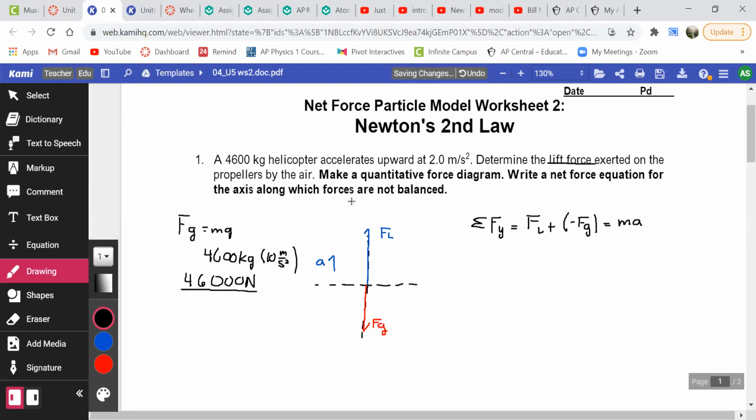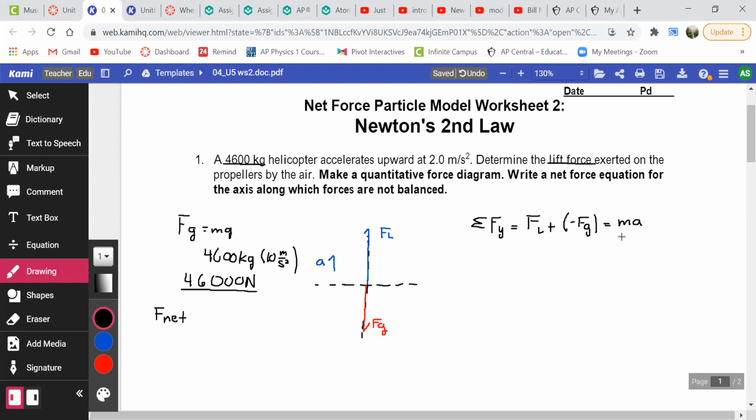And yet the force of lift is still greater than that, enough to cause an acceleration of 2 meters per second squared upward. So we know that the acceleration is 2 meters per second squared upward, and we know that the helicopter has a mass of 4,600 kilograms. So there must have been a net force proportional to those two values. So net force here must be equal to mass times acceleration. That's what this statement on the right says.